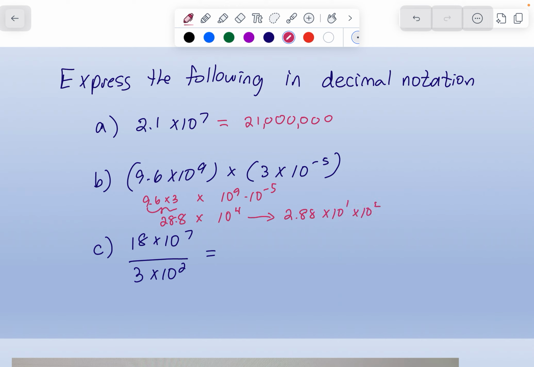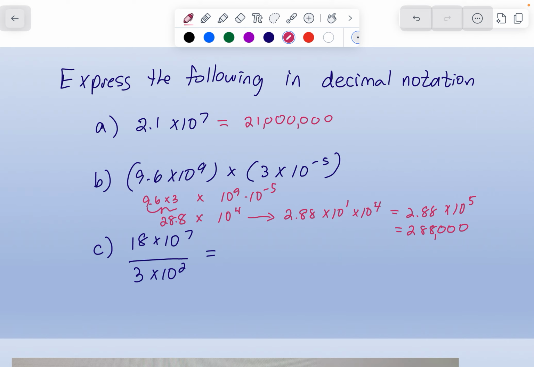So technically that's 2.88 times 10 to the 5th. So that would be the answer you'd want for scientific notation. For decimal notation, just take and move that 5 places over. So the 1, 2, 3, 4, 5. So that would be the answer that they are looking for there, 288,000.